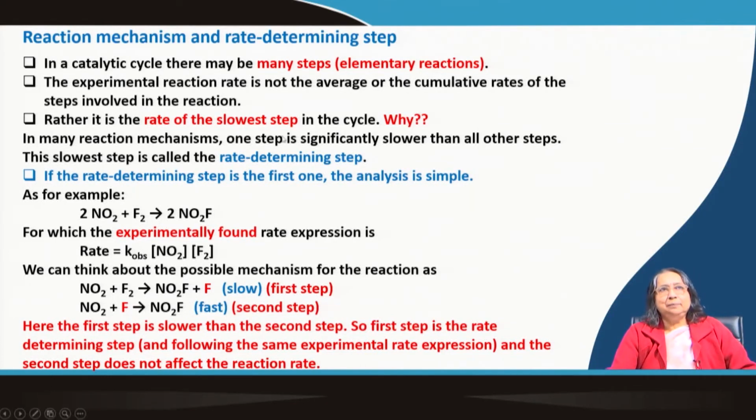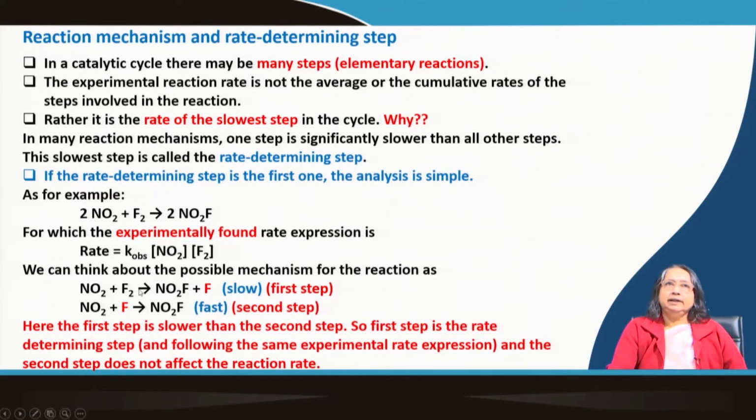As for example, this is a reaction: NO2, nitrogen dioxide, plus fluorine gives NO2F. This is the balanced equation. Now, experimentally it is found that the rate expression is rate equals k observed into NO2 concentration into F2 concentration. So, if this is a one step reaction, then it should not be like this. Now, you know how to develop the rate expression. So, if it is not like this, then we have to find out some mechanism for this, how to speculate the mechanism, how to think about the mechanism.